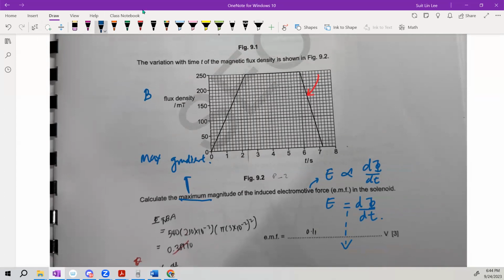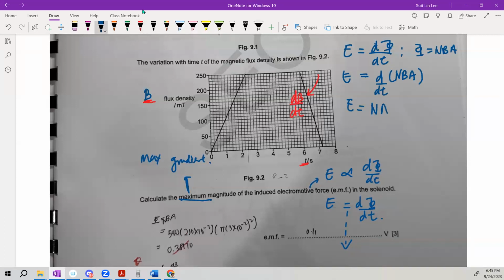So I will use induced EMF is d flux dt, start from here. But at the same time, flux is equal to NBA. So I find NBA first of all, d dt bracket NBA. Why? Because the gradient of this line is actually dB dt. See, there's a B here, there's a T here. So I need to involve B into the equation, you see. I take out the constants, number of turns is constant, the area of the coil is constant, dB dt.